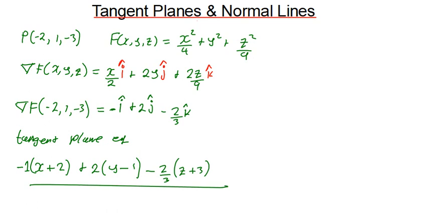Okay, what about the normal? The equation of the normal line. I'm going to write it in parametric form, where x equals my x initial, plus the partial derivative of that function with respect to x at the point you are given. And you just repeat the same steps for y as well as z.